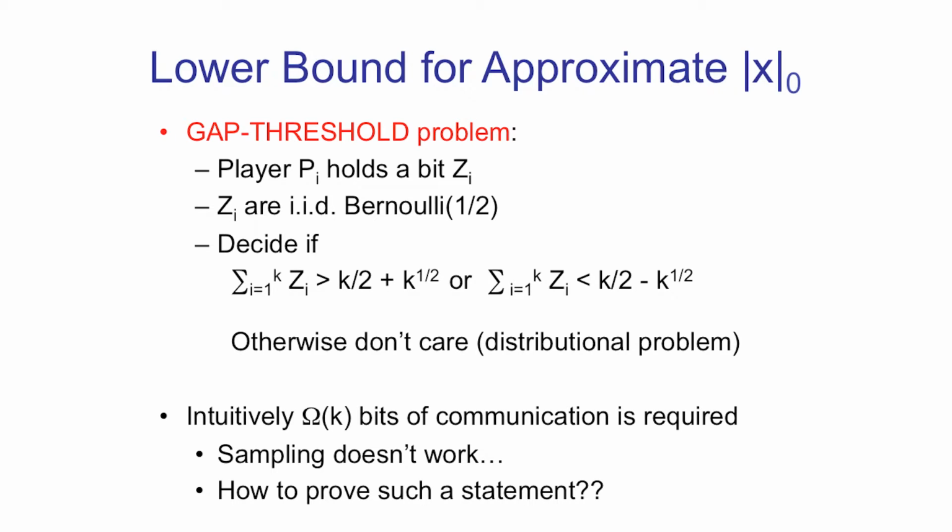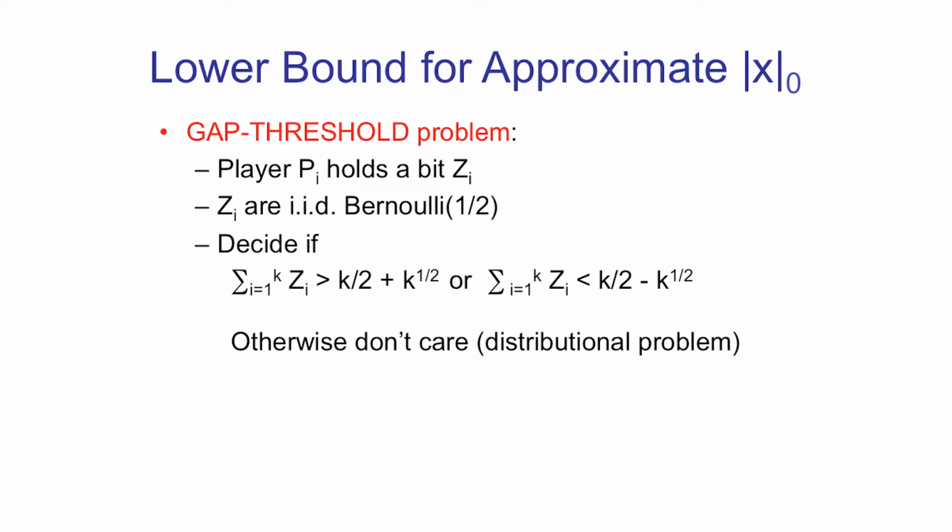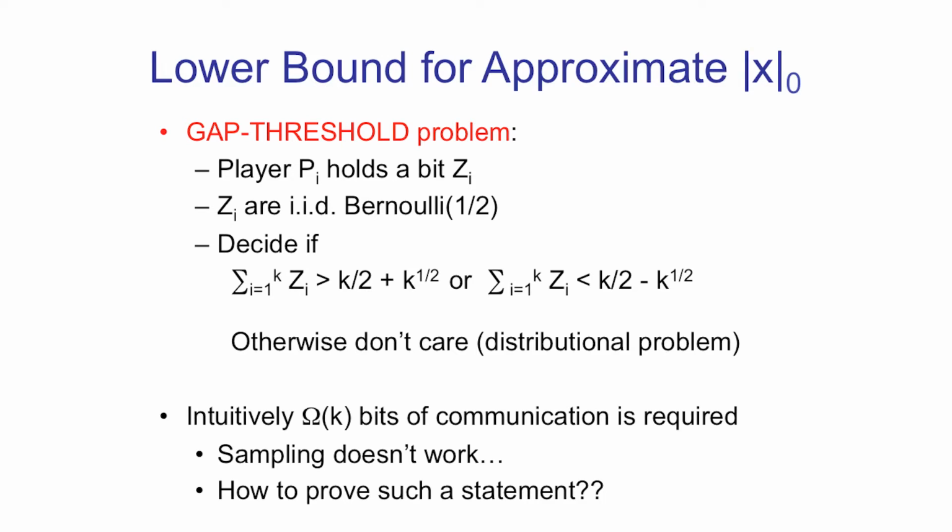Okay. So how hard do you think this problem is? Like, what kind of protocols can you do for trying to solve this? One natural protocol that comes to mind is the coordinator could sample a few players and try to use the number of ones in the sample to figure out which case they're in. But you can show that sampling doesn't work. For this to work, you need basically to query a constant fraction of players.